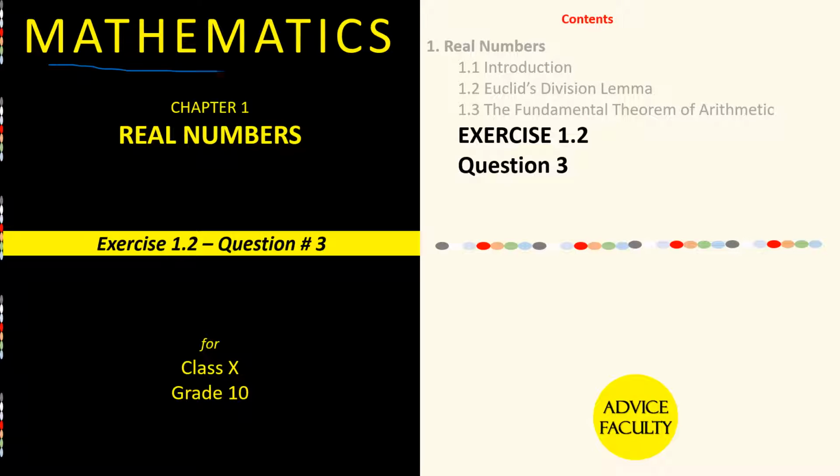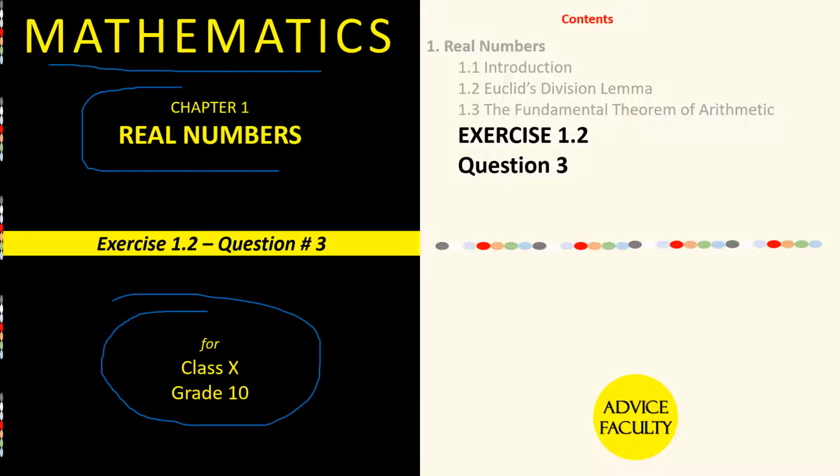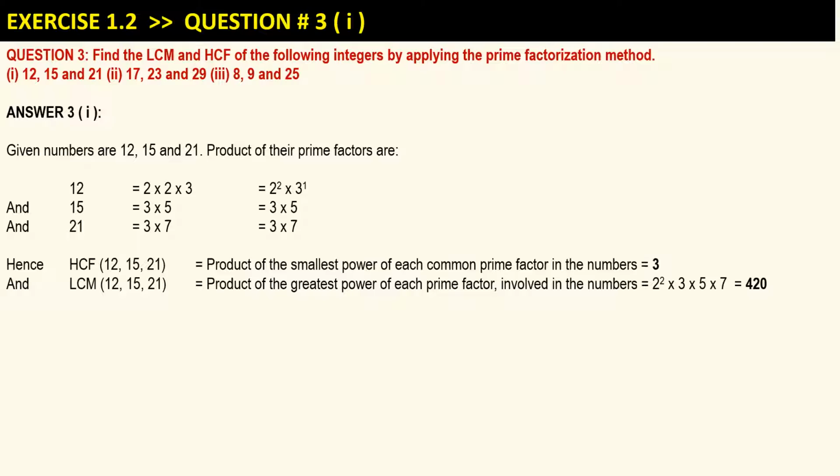Hi, this is a session on mathematics, chapter 1 on real numbers for grade 10, exercise 1.2, question number 3. Question number 3 says find the LCM and HCF of the following integers by applying the prime factorization method. So let's solve part number 1 first, where the given numbers are 12, 15 and 21.